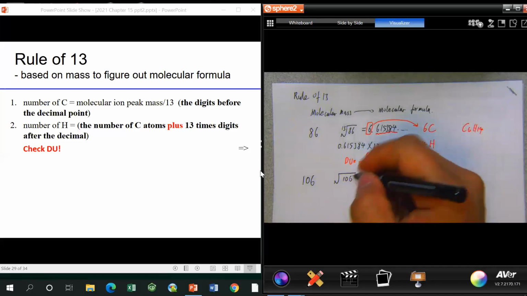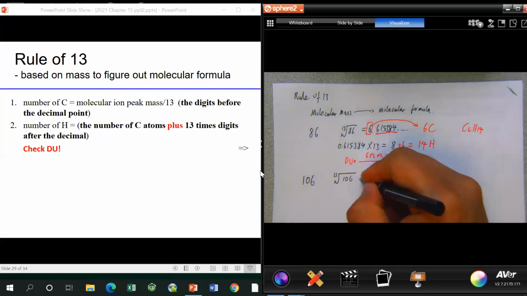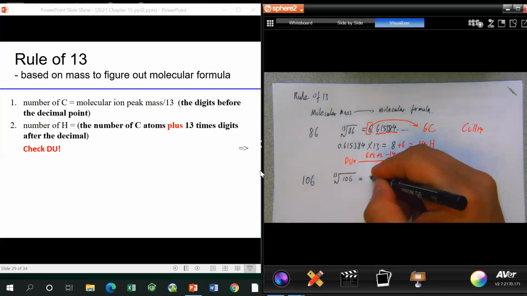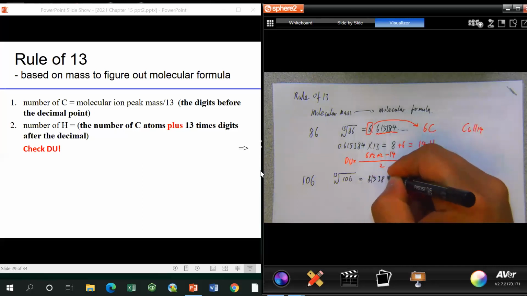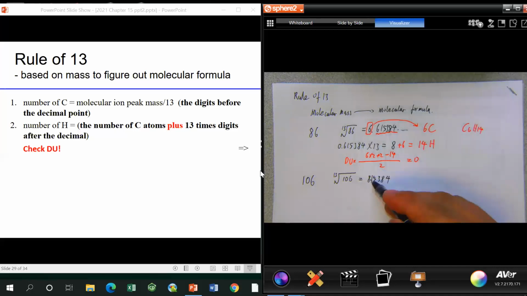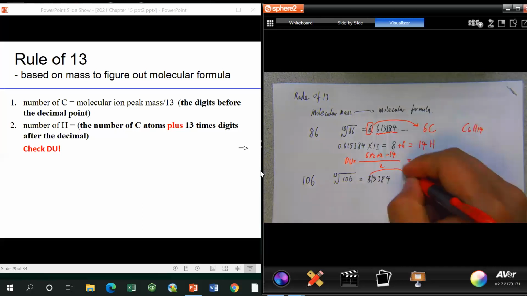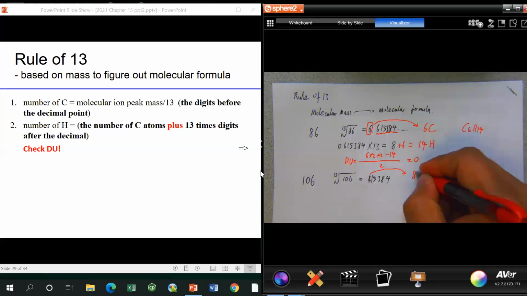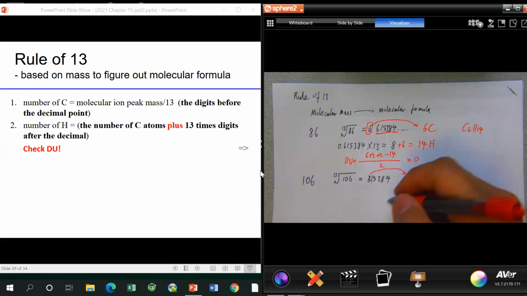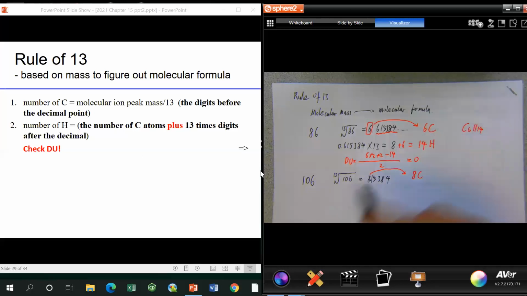106 divided by 13. Here I just write down the answer for you guys: 8.15384. The digit before the point gives you the carbon number. So 8 carbon.